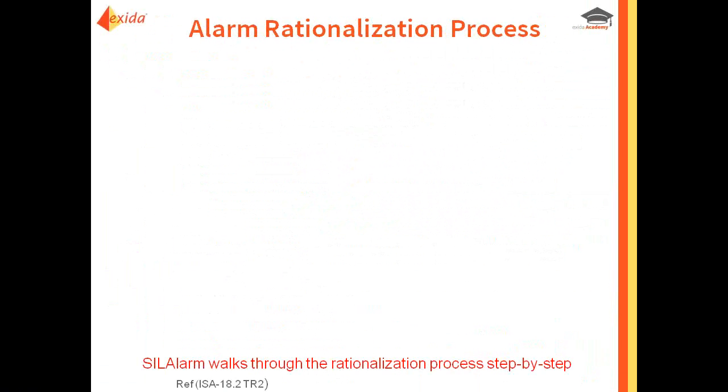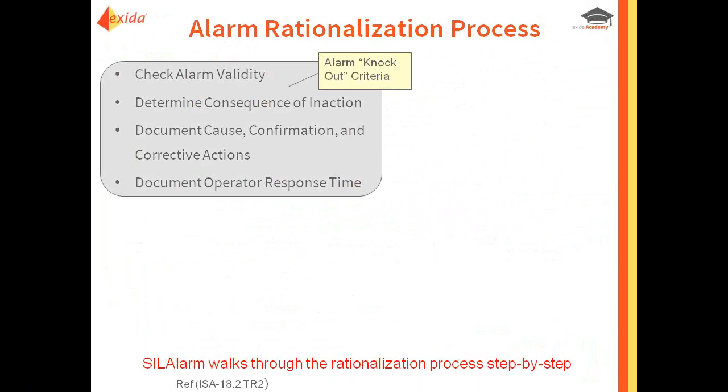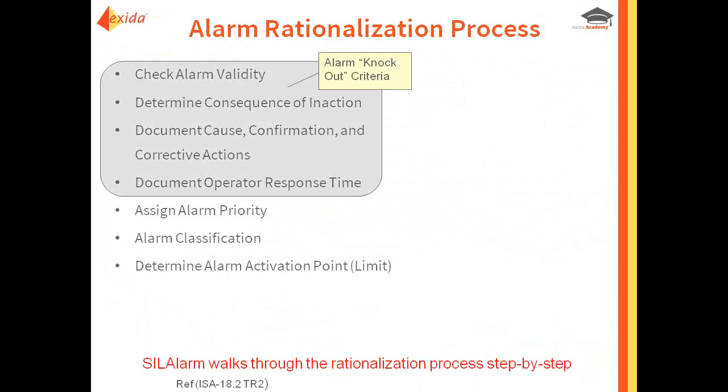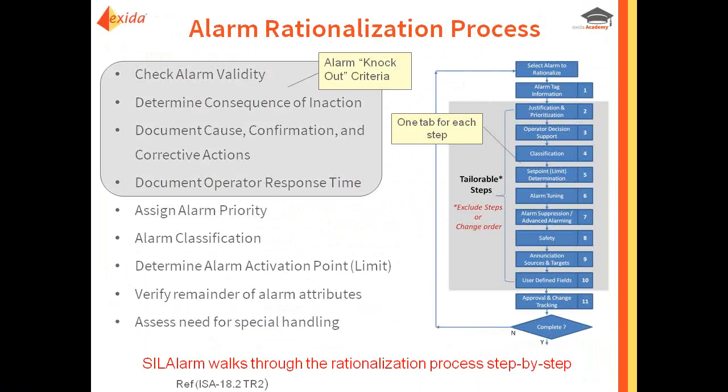So for our purposes, we'll think about the rationalization process as consisting of a couple of steps. The first few steps, where we look at the validity of the alarm and by examining the consequence, corrective action, time to respond. Typically you do that first because that's how you can eliminate or rule out things that don't meet the criteria for being an alarm. If they do meet the criteria, then we continue with the rest of the process. Define the priority, set the classification, review the limit, set attributes like on delay and off delay, and then assess the need for special handling.